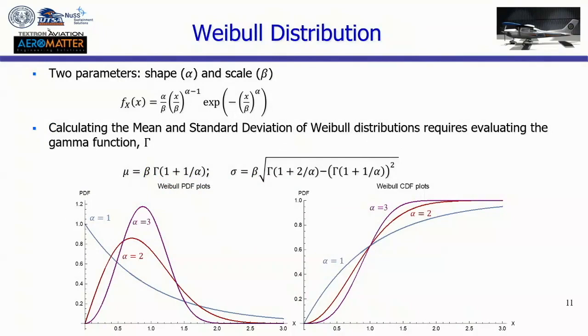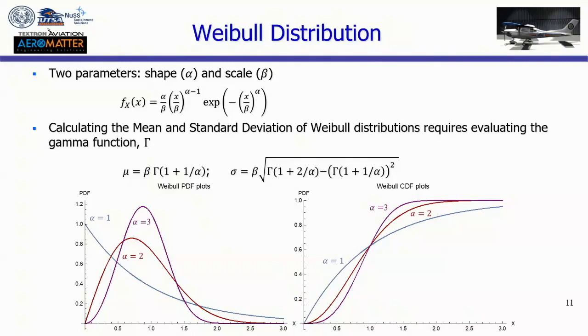And this is a PDF function that's easy to write, a closed form, and also to integrate and get a closed form CDF. It's not as easy to calculate what the mean and standard deviation of the Weibull distribution are. You have to use the gamma function for that. So you can see several examples of Weibull distribution here. You see with a shape of 1, by definition you have the exponential distribution.